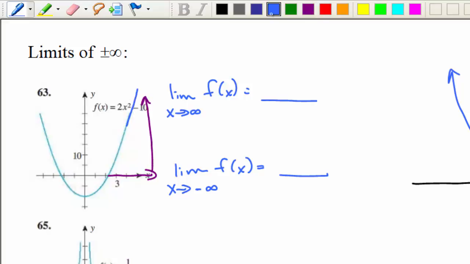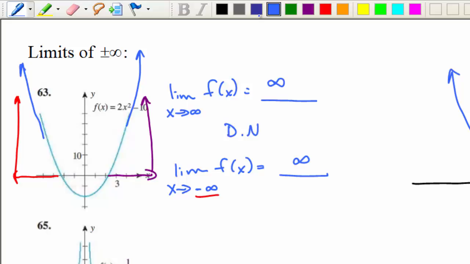Well, you notice this graph is a parabola. It's just going to keep going up and up and up, and we would call that positive infinity. Okay, so negative infinity, that's this way, right? That's where x is going that way. What is y getting closer to? And again, this is going up and up and up, so we would have positive infinity. Now that's okay, or just like before, we could also say the limit does not exist because it's not approaching any finite number.